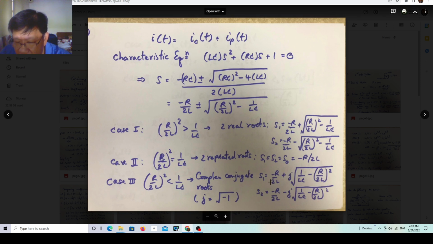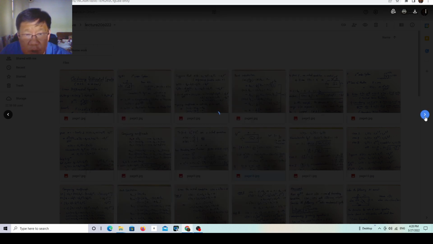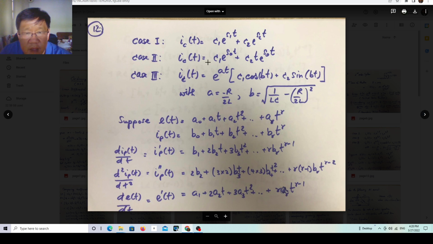You end up having what we call 2 complex values for the root, with a property we call the complex conjugate root, which means that the real part is the same, and the imaginary part is the same except for the sign. The first one is a plus, the second one is minus. So in each case, this leads to a different type of complementary solution.